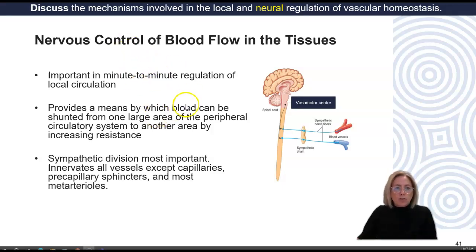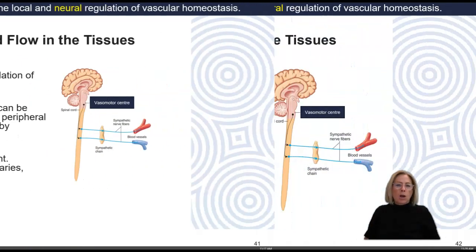So this nervous control of blood flow in the tissues provides a means by which blood can be shunted from one area of the peripheral circulatory system to another area by increasing resistance. And as I mentioned, the sympathetic division via these sympathetic nerve fibers is most important. And these innervate all vessels except the really tiny ones, right? So the capillaries, the precapillary sphincters, and the meta-arterioles.